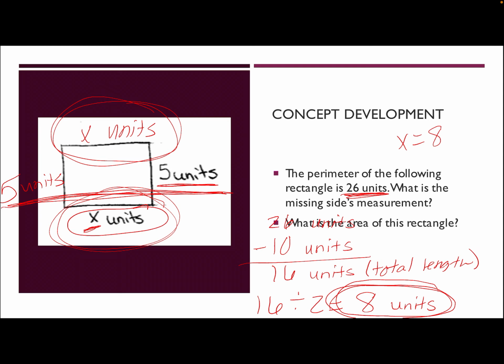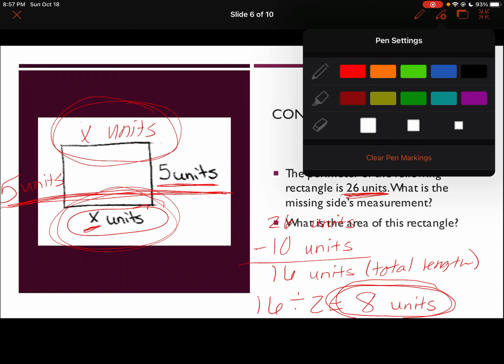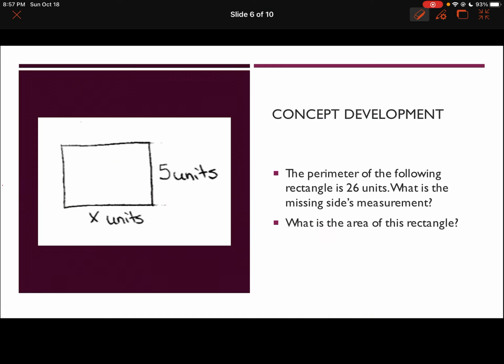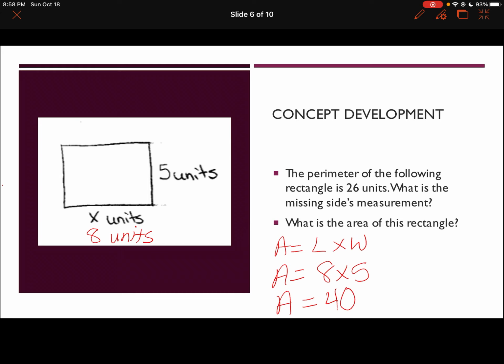Then we are going to solve for the area of this rectangle. So let me go ahead and erase some of this here so we have space. Okay? We know that x equals 8 units. Area is just length times width. So we take area equals 8 times 5, and we know that 8 times 5 is 40. And because it's area that we're searching for, it's 40 square units. Okay?